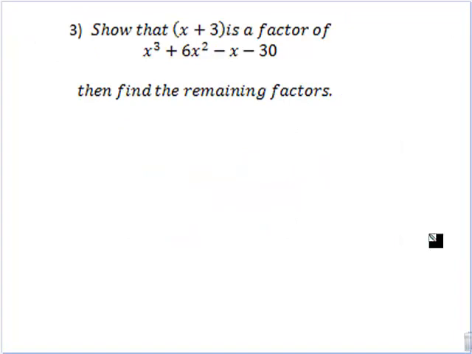So we want to show that x plus 3 is a factor of x cubed plus 6x minus 30, and then we want to find the remaining factors. So we're going to want to set up for our synthetic, so what values will go? Yep, 1, 0, 6, and -30. Now we want to show that x plus 3 is a factor of this. So -3 would be one of the solutions. So we'd put -3 over there.